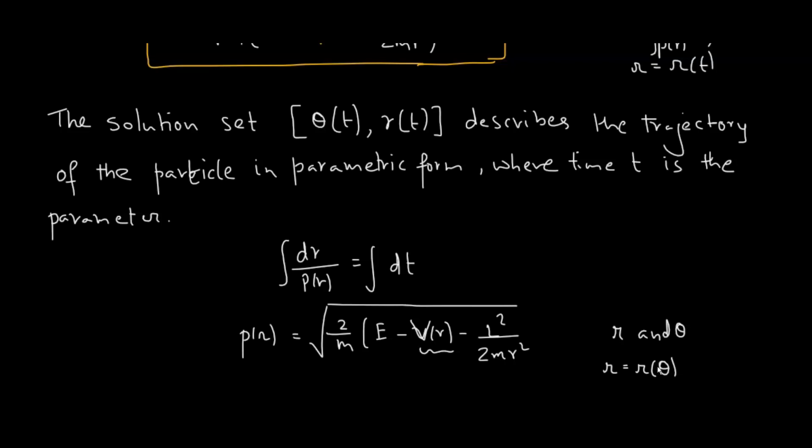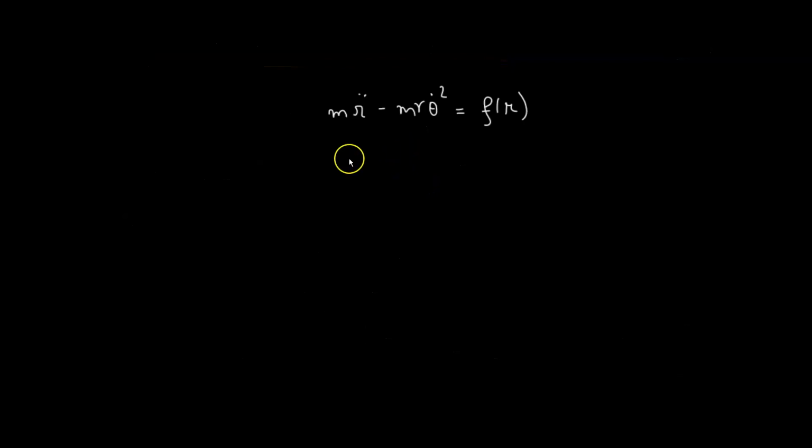So in order to find the solution r as a function of theta, we will start with the equation of motion. Now let's divide both sides of this equation by the mass m. That gives us r double dot minus r theta dot squared equals 1 over m times the force, which is a function of r. Now we're going to make a substitution here.